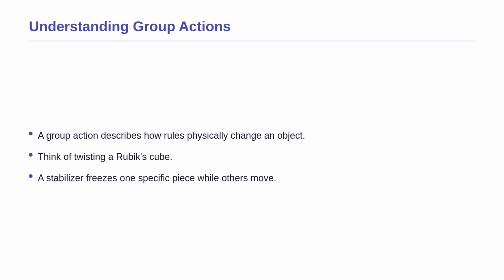Imagine you are holding a physical Rubik's Cube in your hands. A group action is simply the mathematical way of describing how a set of rules, like twisting the faces of the cube, physically changes an object. Now imagine you want to keep one specific corner piece of the cube exactly where it is. You can still twist other layers, but you avoid moving that one specific corner. The collection of all the specific twists that leave that one chosen corner completely untouched is called the stabilizer. It stabilizes or freezes that specific spot.